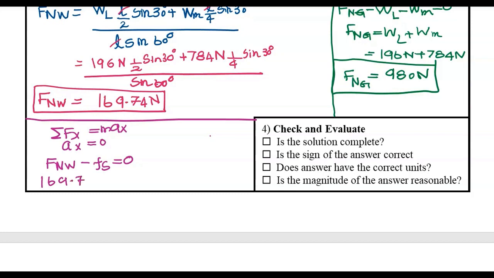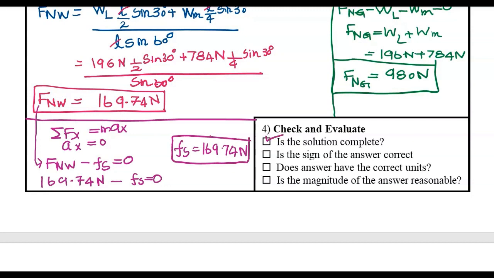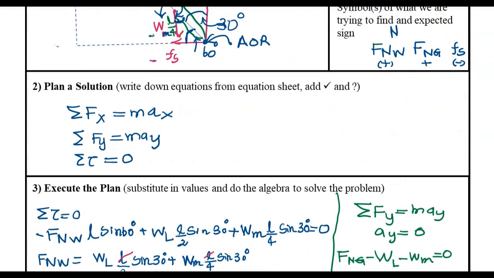And then normal force from the wall is already calculated. That was the first thing we did. We used the torque equation to calculate the normal force from the wall. And that's just equal to static friction force, 169.74 newtons. Okay, is the solution complete? Yes. Is the sign of the answer correct? So static friction force is acting to the left. So I'm going to write it as acting to the left. I already accounted for the negative sign in the calculation. That's why I don't have the negative sign in the final answer. So I'm going to specify the direction. Everything is done, completed here.